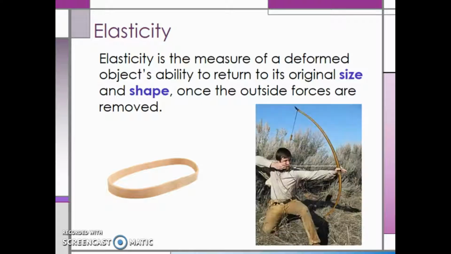The same is true of a bowstring on a bow that you might use for hunting. When you pull back on the bowstring and then let it go, it should return to its original shape. In the next video, we will look specifically at the elasticity of springs.